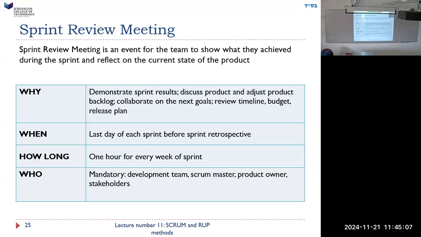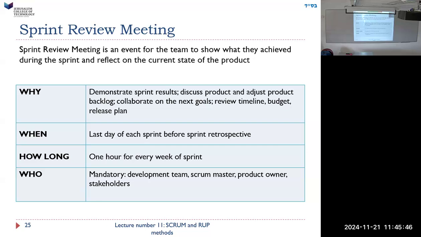Demonstrate the results, which is why we did it. Discuss the product, adjust the product backlog, collaborate on next goals, review timeline, budget, release planning. So that's actually a lot of things to say. How is this going to affect our release planning? What should be the next sprint? Well, that's already sprint planning. Review the timeline, I guess, to see how we're going. How's our progress? When? Last day of each sprint, before the sprint retrospective. That's when we do it.